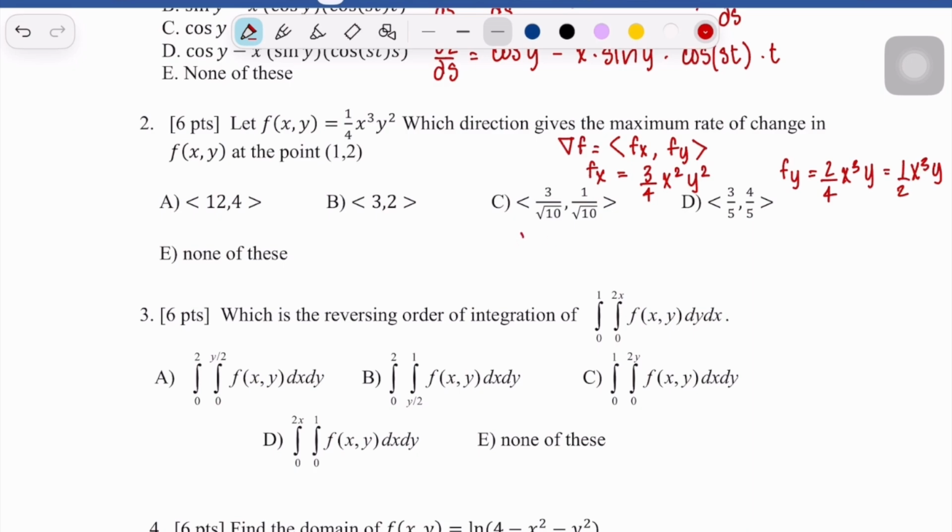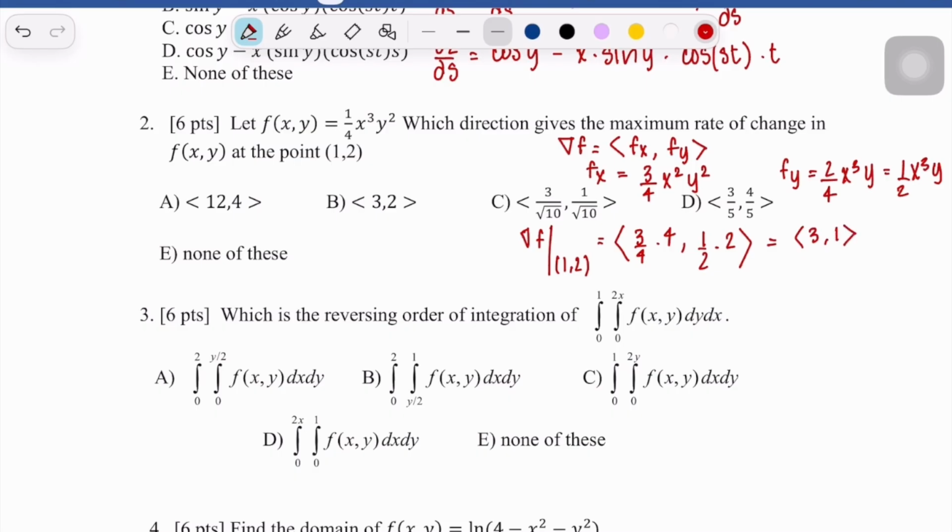Okay, that makes our gradient as this, comma this. Now we need to find the gradient at this given point. So our gradient at 1, 2 is going to be 3 over 4 times 1 squared times 2 squared. So 3 over 4 times 2 squared, that's 4, comma 1 over 2 times 1 cubed times 2. So 1 over 2 times 2. And that's just 3, 1.